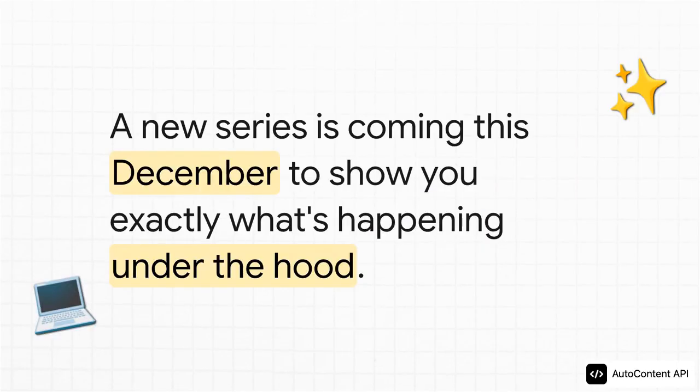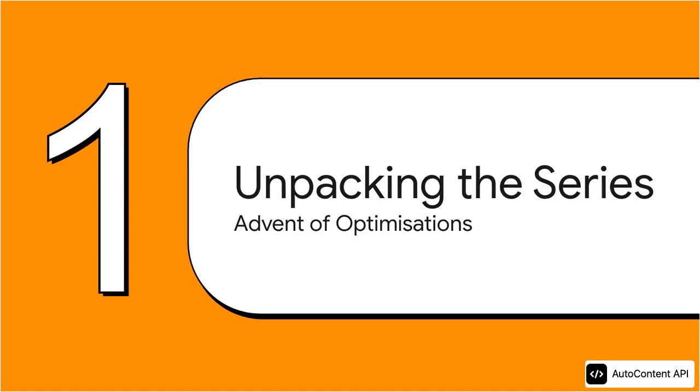Well, get ready, because this December, we are finally getting a look under that hood. A brand new series is launching that's going to demystify the whole process. It's going to show us exactly how our code gets translated into those super optimized machine instructions that your processor actually understands. So what is this thing? Well, its official name is the Advent of Compiler Optimizations. And that name gives us a massive clue about its really cool and unique format.